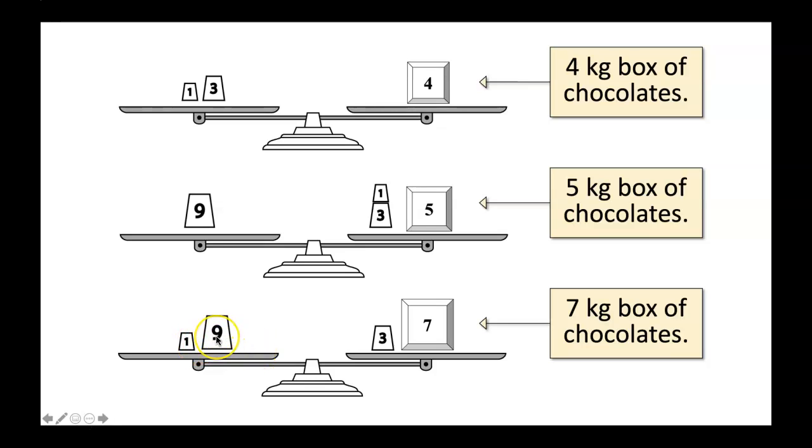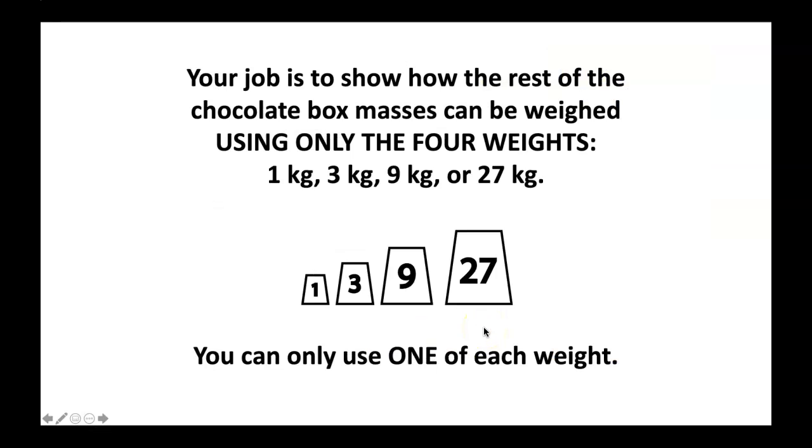When he tries to do 7, he's got to use just the weights he has, so he puts the 9 over here, and then to get it to balance out, he puts a 1 here with the 9 to make 10, and the 3 here with the 7 to make 10. So you can only use those 4 weights.